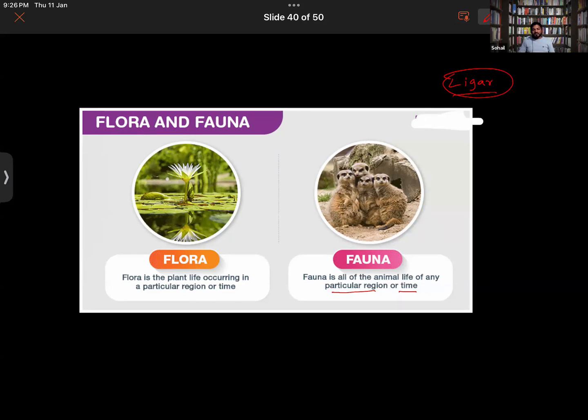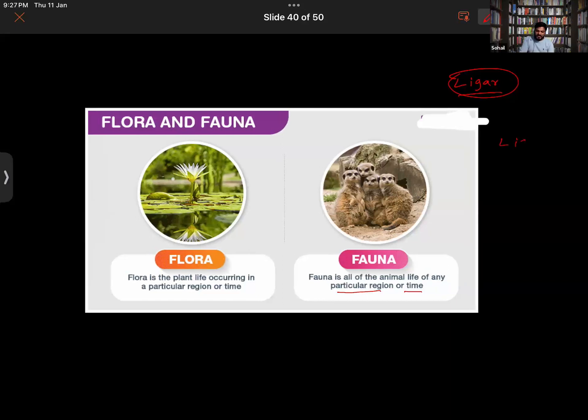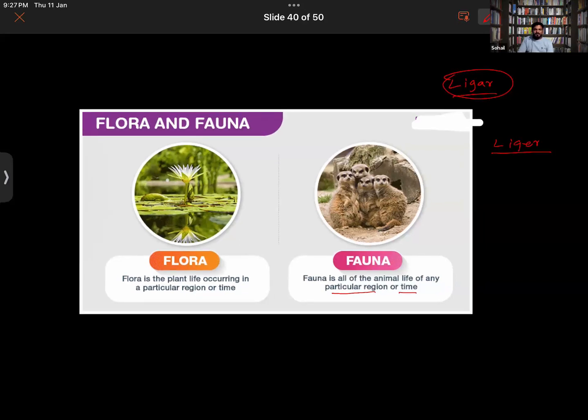So they are basically hybrid animals. Have you guys heard of hybrid animals? There's a liger. I've heard of hybrid plants, but not animals. They are hybrid animals as well. You must have heard about hybrid seeds. Now, high yielding variety seeds, HYVs, are used.